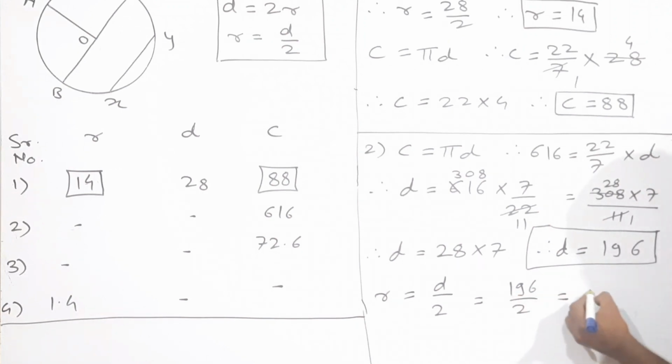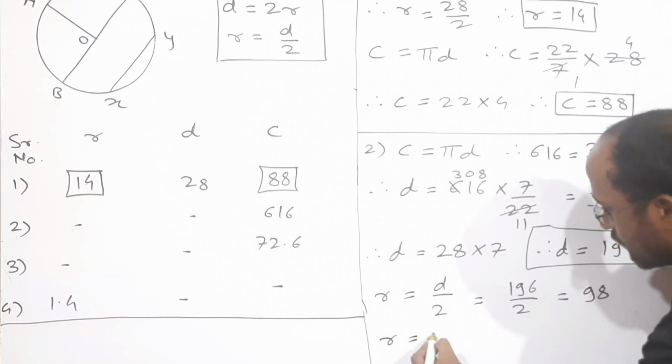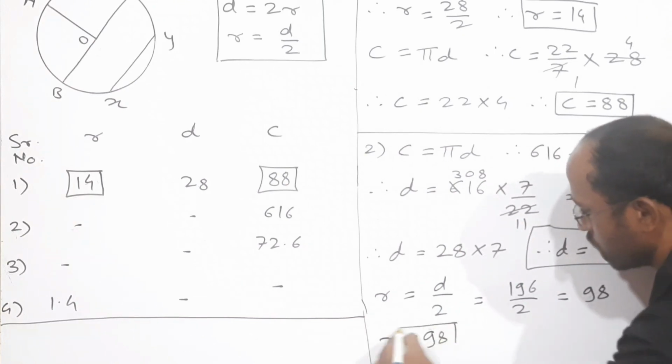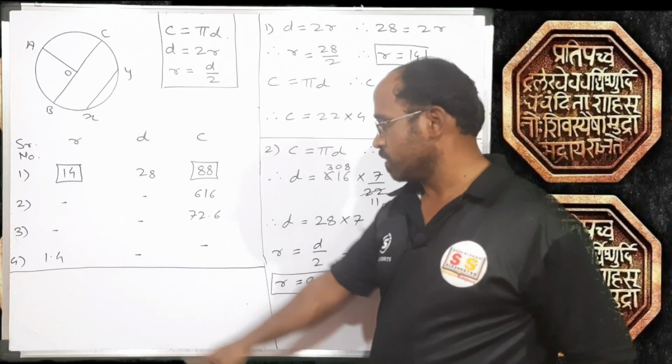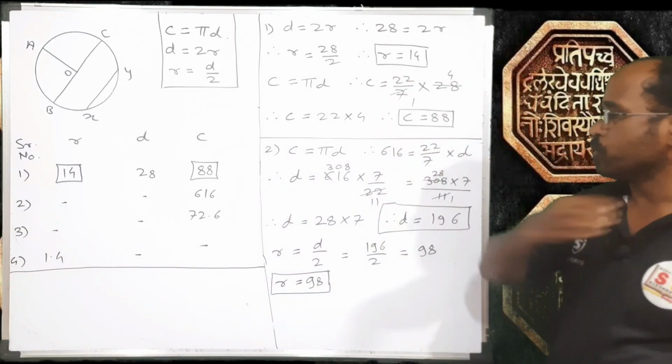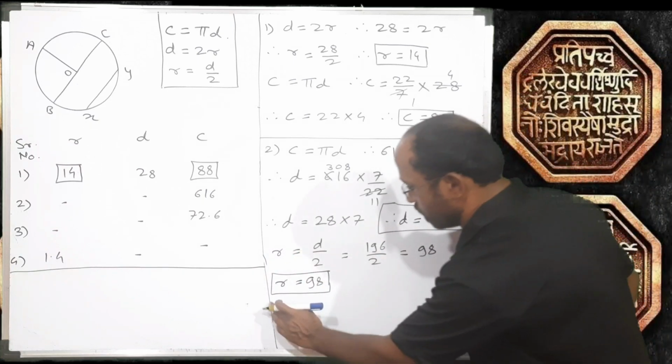2 9s are 18, 19 minus 18, 1 is the remainder, 6 on that one, 16, 2 8s are 16. Therefore R is equal to 98 centimeter. Clear, students? Now let us see the third example. The third example is 72.6. What is 72.6? C is given as 72.6.